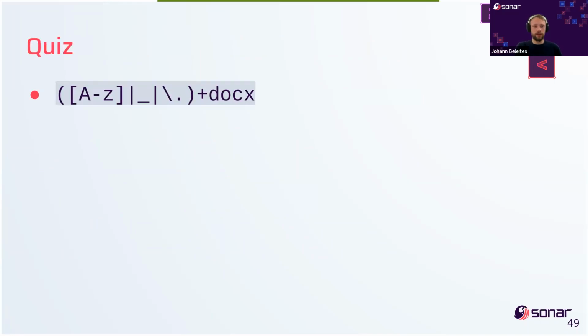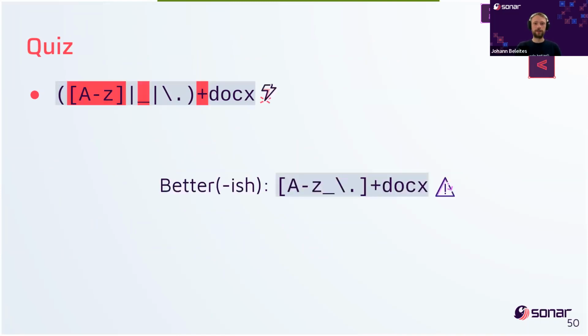So a little example. I wonder if you can see a problem with this regex. And obviously that's a trick question, because if I ask you, then there is a problem or a couple of problems. So already we can see we have three alternatives here. We have A to Z or underscore or a dot literal, repeated once or more times. And so there's a couple of problems here.